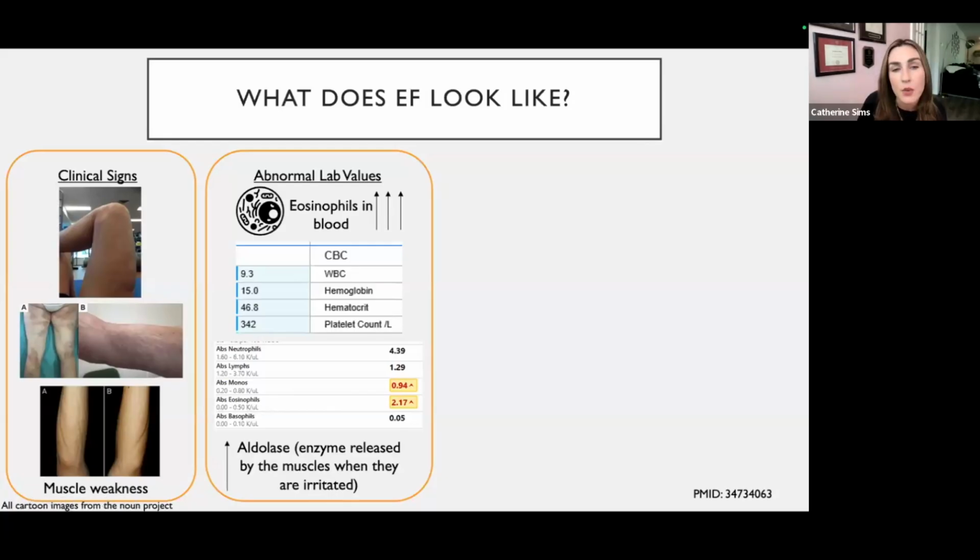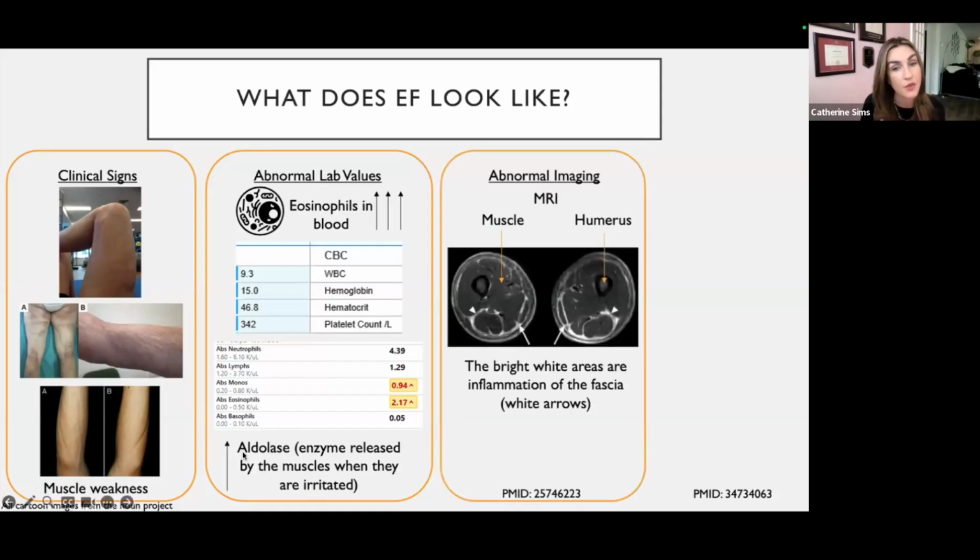Another thing we can see is that as that saran wrap around the muscle, the fascia, becomes inflamed and irritated, the muscles right underneath it are stuck right onto each other. So you can imagine that if the saran wrap is inflamed, it's easy to think that the muscles themselves can also get irritated. And this can lead to the muscles breaking down a little bit and releasing enzymes into the blood. One of those enzymes is called aldolase, or CK, creatine kinase. So your providers may be checking blood work to look for any muscle irritation that could be occurring. That's where the term aldolase comes from: enzymes released by irritated muscles.